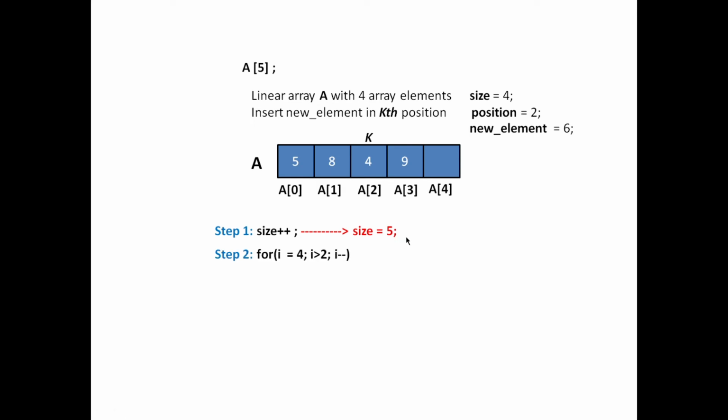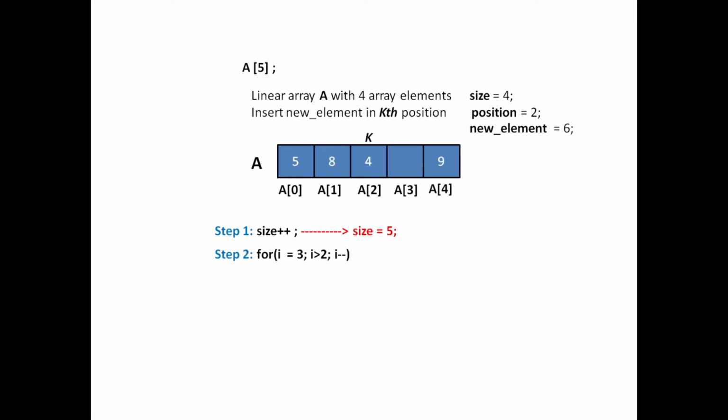In our loop, we initialize I to size - 1. So 5 minus 1 is 4. It then checks the condition, is 4 greater than 2? It is true, so it performs the statement inside the loop. We assign array index 4 the value of array index 3, which is 9. With this, our array index 4 now has the value of 9.